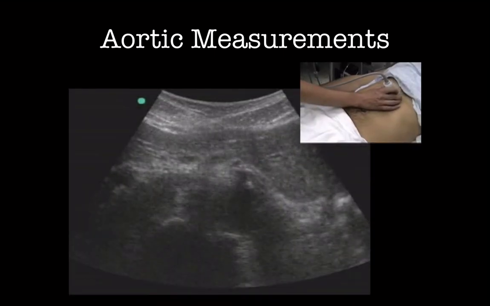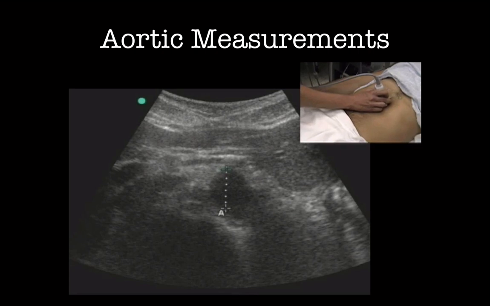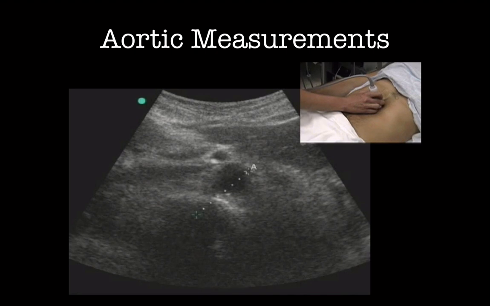Now, here we have an example of how to measure. So we start proximally. We measure anterior to posterior. All right, we want to include the walls in our measurement. We're going to slide down until we find the superior mesenteric artery sitting above the aorta. And we're going to take another measurement.